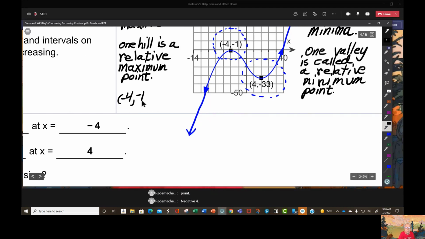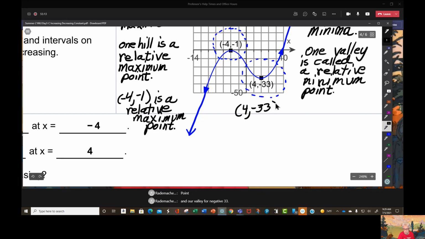-4, -1 is a relative maximum point. And our value for 4, -33 is a relative minimum point.